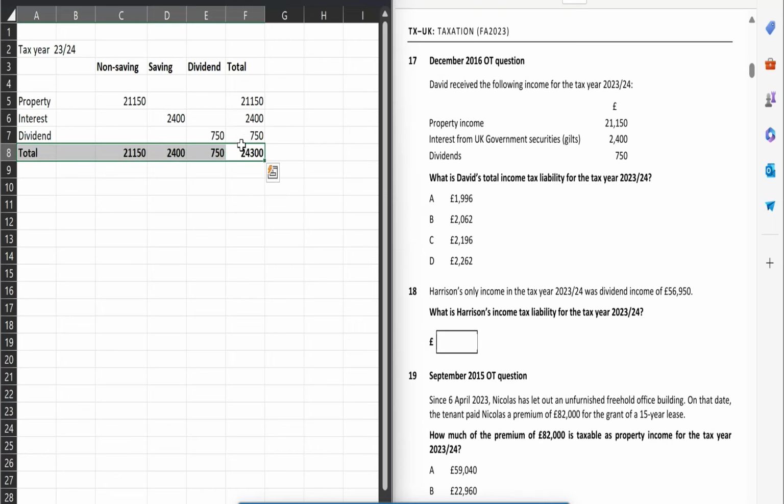So now we have to deduct the personal allowance, right? Personal allowance will be deducted from the non-saving first, then from the saving, then from dividend. And why so? Because non-saving is taxed at a higher rate as compared to the other two, right? One thing I would like to tell, if your saving income is covered by the nil rate band, in that case, you can directly transfer the personal allowance from non-saving to dividend. No need to set it against the saving, because the nil rate band will already be consumed by the saving income.